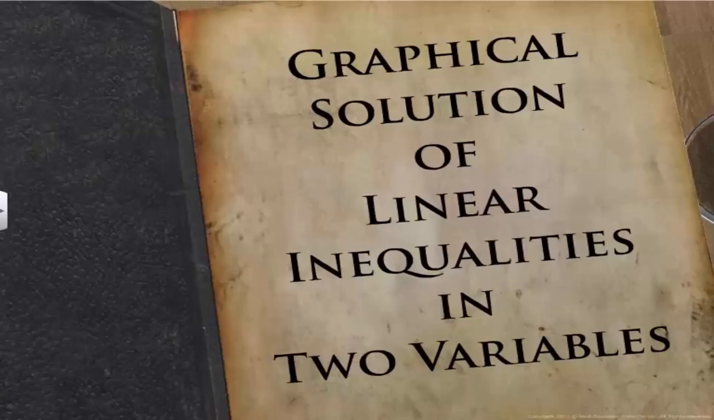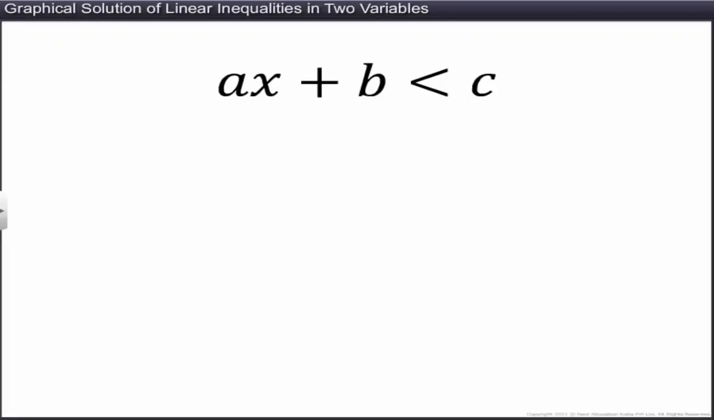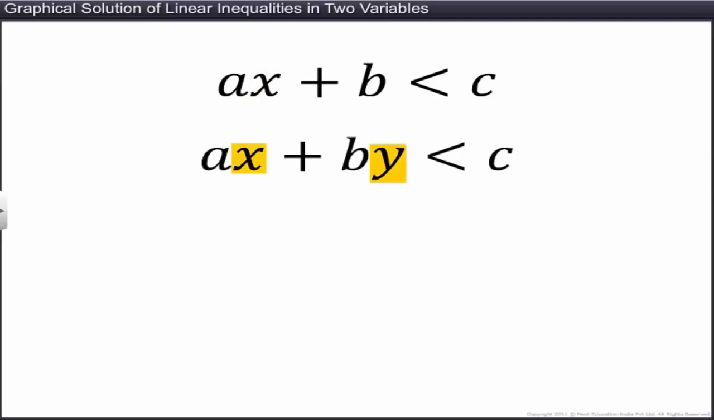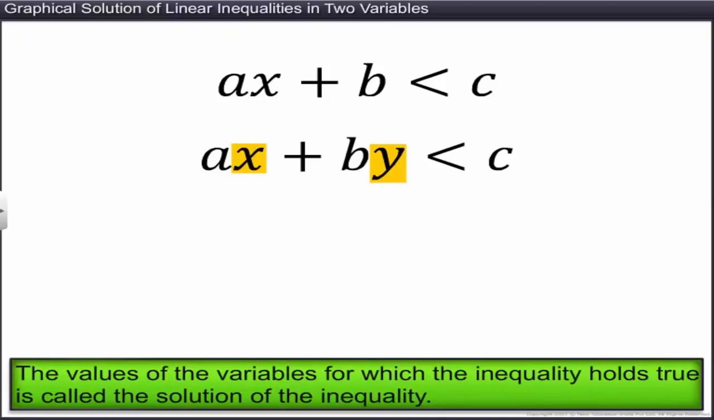In this module, you will learn about the graphical solution of linear inequalities in two variables. We have already seen a linear inequality in one variable. A linear inequality in two variables consists of two variables. The values of the variables for which the inequality holds true is called the solution of the inequality.